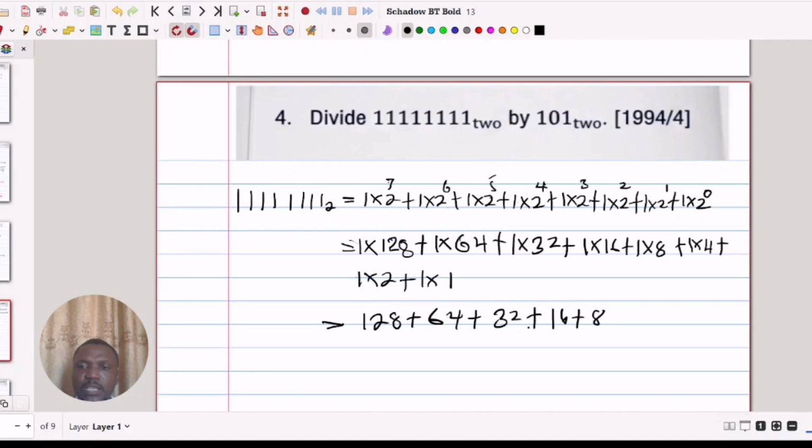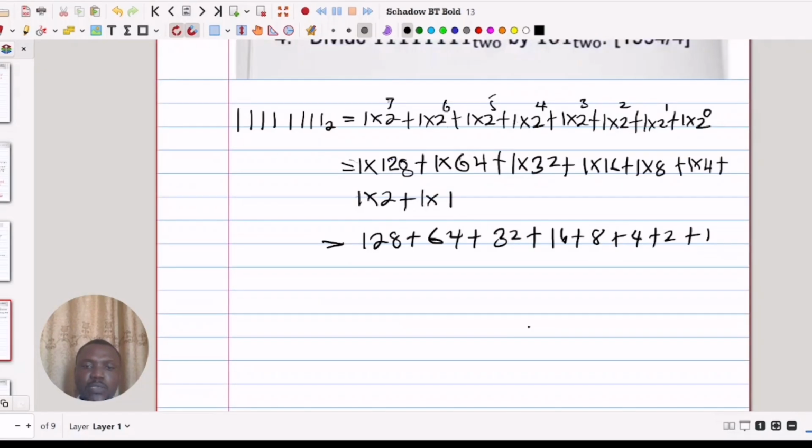Plus 1 times 3, that will be 8. Plus 1 times 4, that will be 4. Plus 1 times 2, plus 1 times 1, that will be 1. So we are going to add it together. We are going to add 128 with 64.